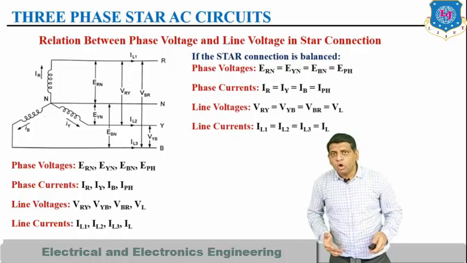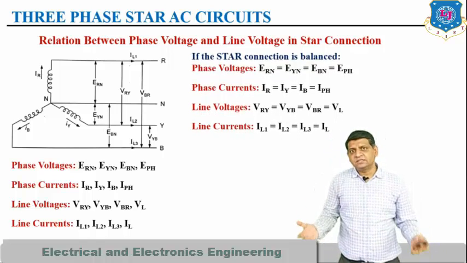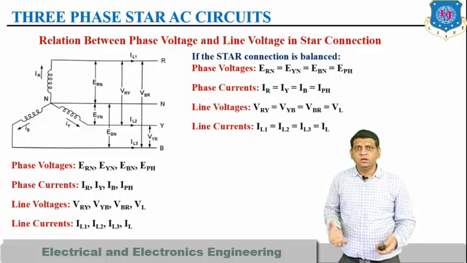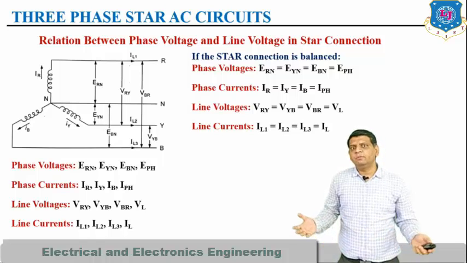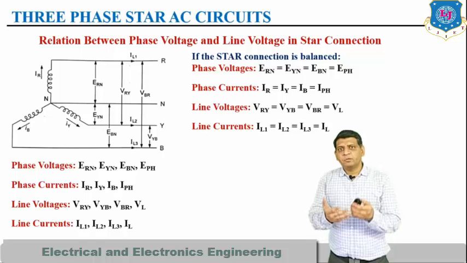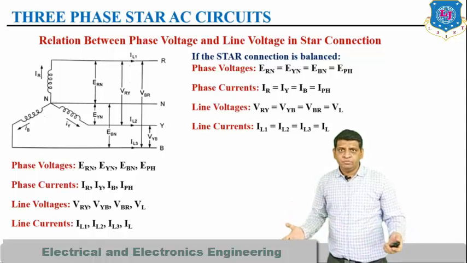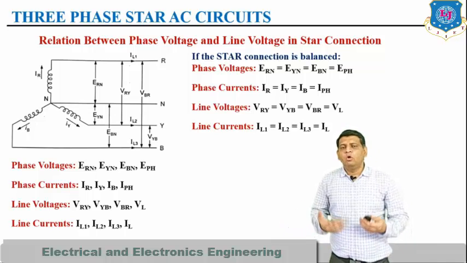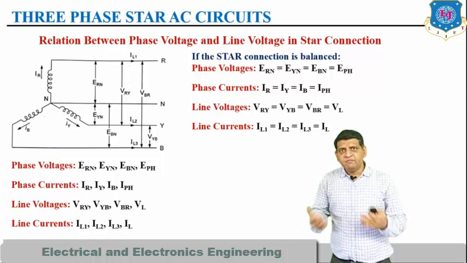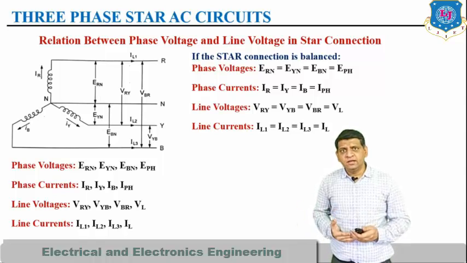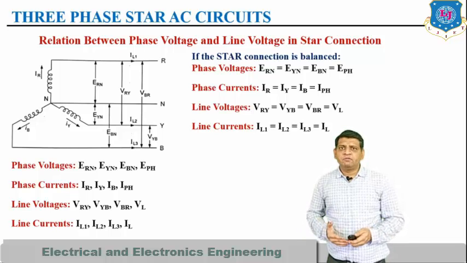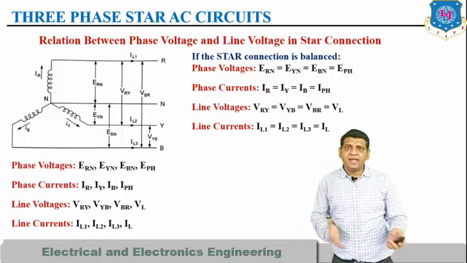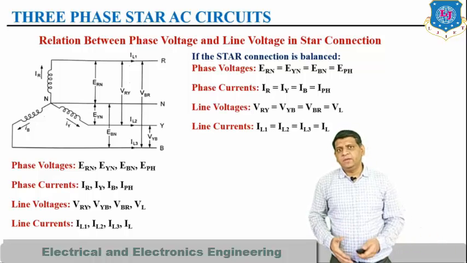So if you talk about this star connection wherein it is balanced, that means whatever EMF is generated is the same in magnitude, but 120 degrees apart from each other, right? If the magnitude of generation of all three phases, red, yellow, and blue, is the same, all being identical phases generating the same magnitude of AC signal but 120 degrees apart from each other, in that case I can consider my phase voltages like ERN is equal to EYN is equal to EBN, and that is equal to EPH in a general way.